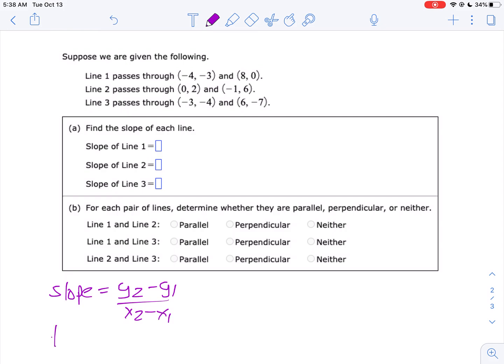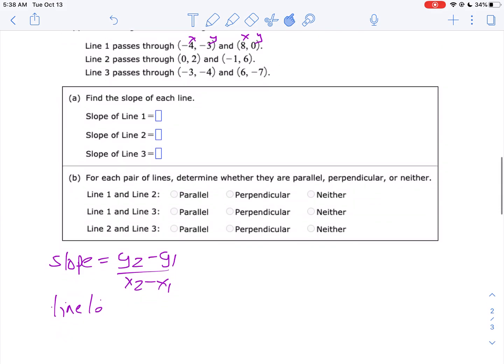If we look at line 1 here, here's x and y, x and y. What you call the first point and the second point is relative. I'm going to call the second point 8, 0 on this one, because it comes second. So I'm going to say 0 minus a negative 3 all over 8 minus a negative 4. Well, when you subtract a negative, you get a positive, so we get 3 over 12.